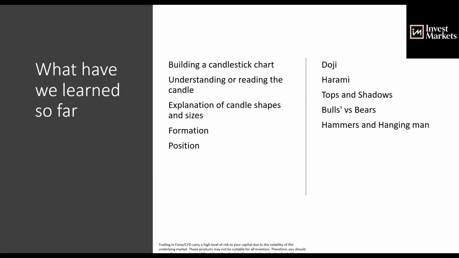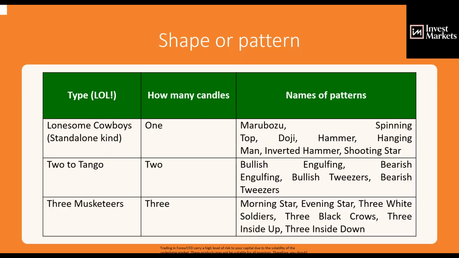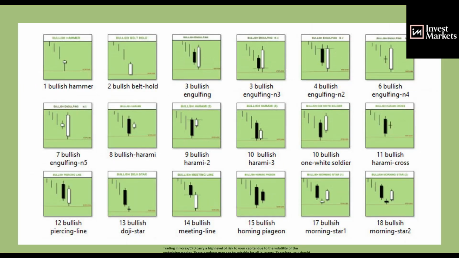And these are things like dojis and haramis. Dojis and haramis are single candlestick patterns. They use just one candlestick. We have shooting stars, inverted hammers. Now you can decide you want to memorize them, and there are actually 32 primary patterns of candlesticks, 16 that are important. But we have bullish hammers, bullish engulfing. But memorizing them is not worth it.